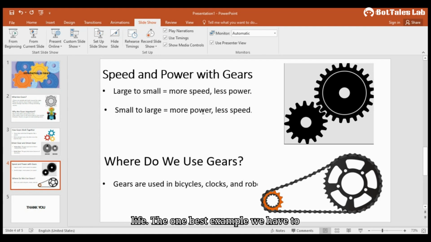The best example of gears in our day-to-day life is the bicycle. Gears are used in bicycles, clocks, and robots. Here you can see this is a bicycle gear. Here the chain is there. Here is one big gear and here one smaller gear. And here our pedal is connected. As we rotate the pedal, this shaft will rotate, and accordingly this gear rotates, because of which the chain will rotate and accordingly this gear will rotate, to which the tire is connected. Similarly, the front side also has a tire. Okay, understand?